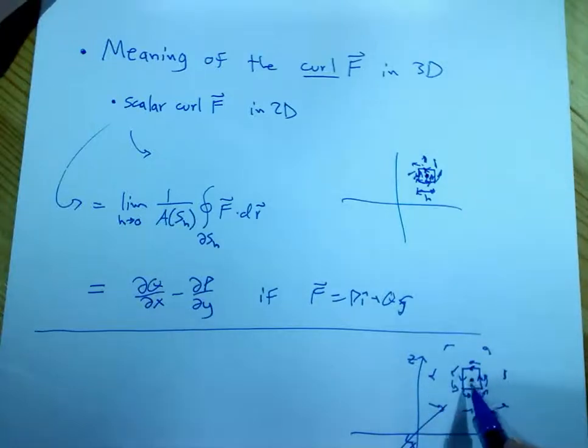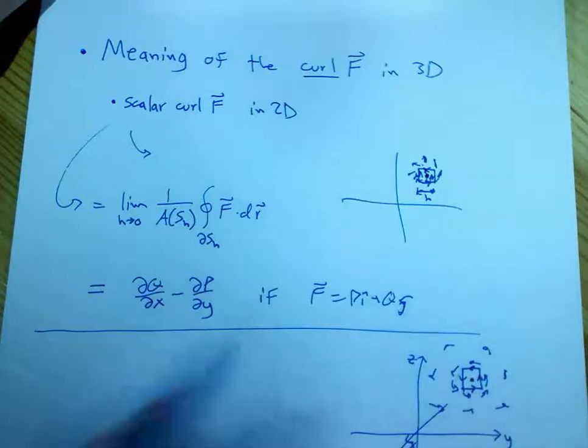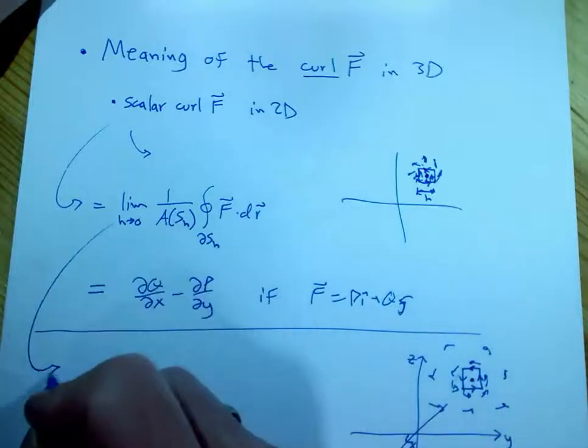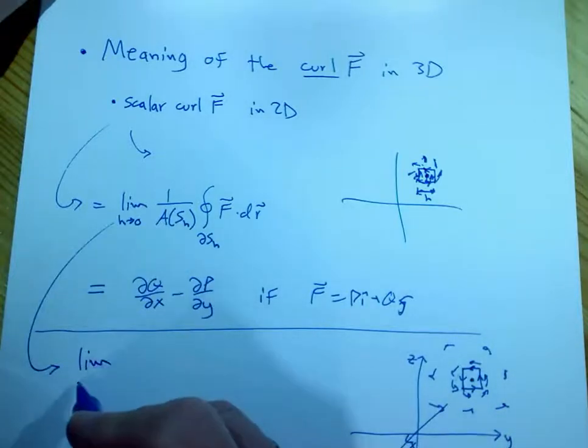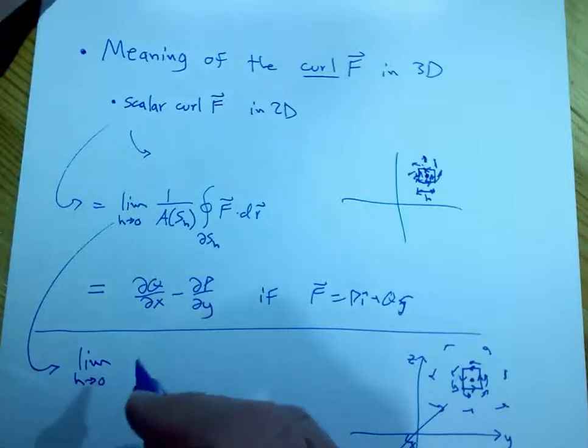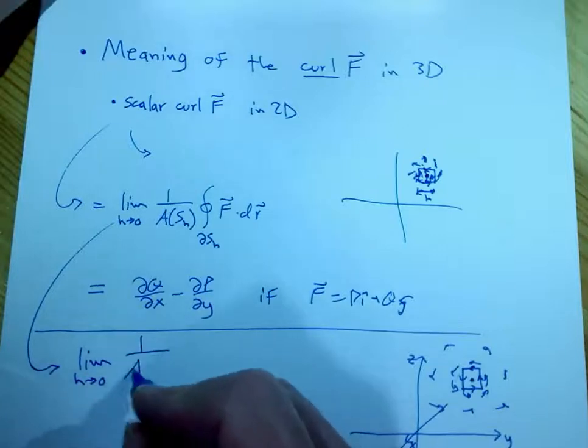Okay, and so we could imagine we're going to get many, many different possible answers. We could take a very similar thing to here. We could take the limit as h goes to 0 of 1 over the area of that square.